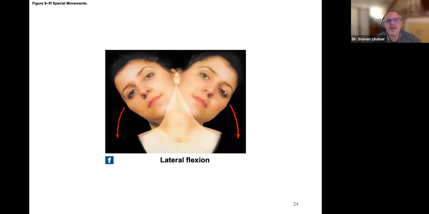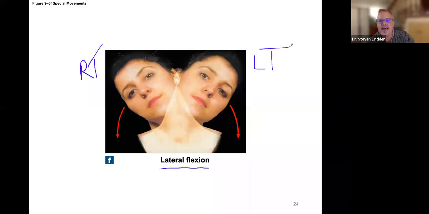Lateral bending, when you're holding a phone against your ear, side to side movement, is what we call lateral bending or lateral flexion. So this would be right lateral flexion, and then you have left lateral flexion.